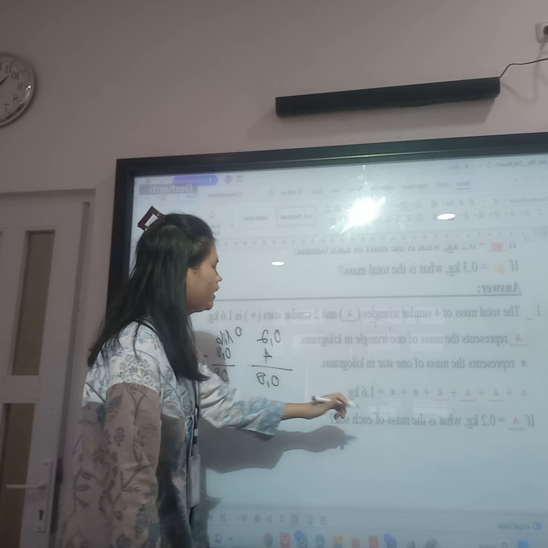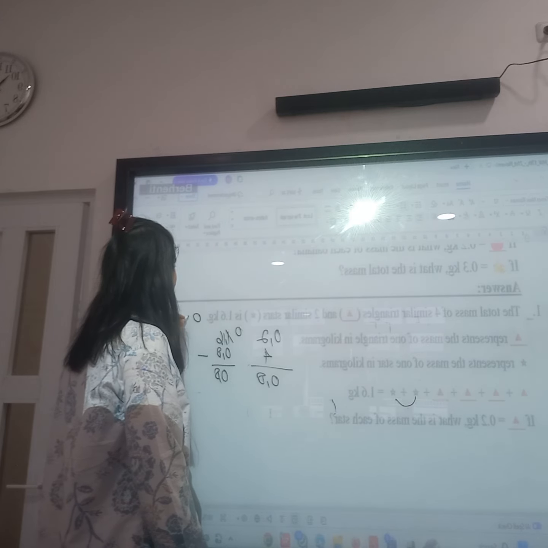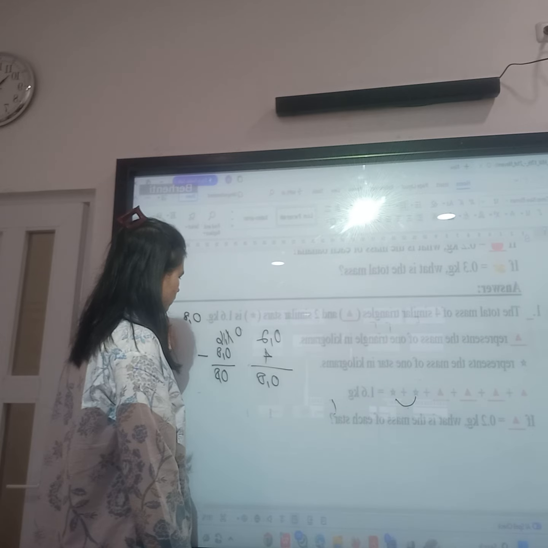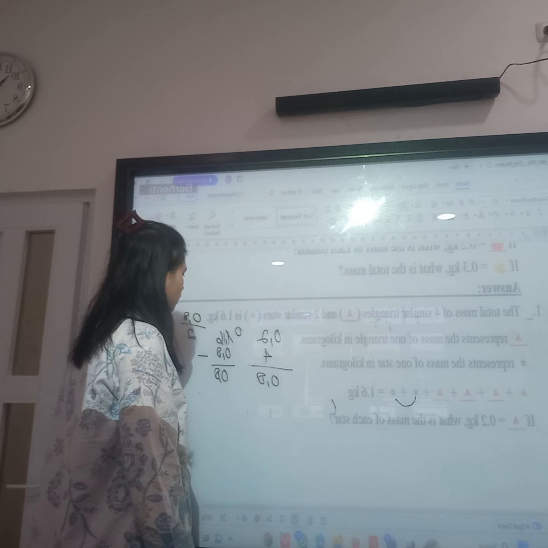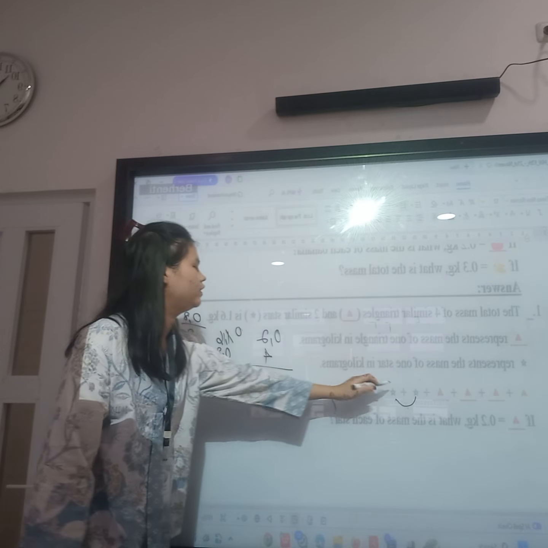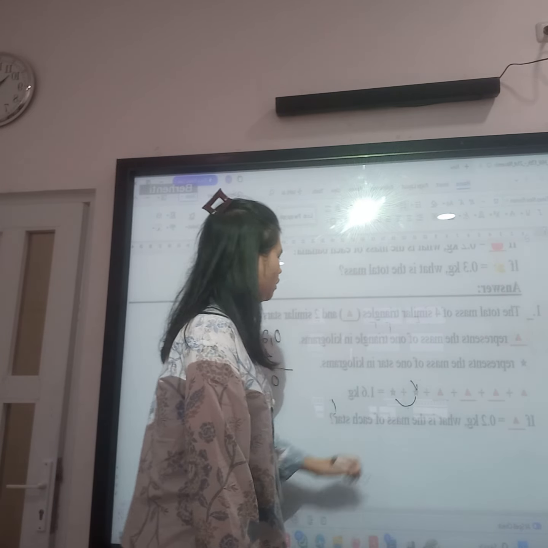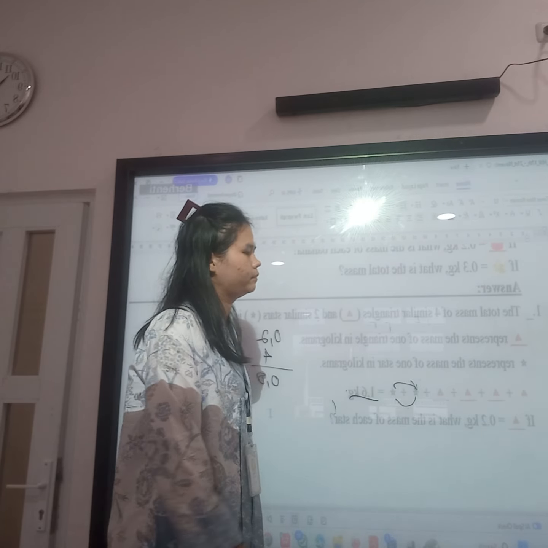Okay, 0.8 we divide again with the star. 0.8 divided by 2 equals 0.4 each of this star. So both of the stars are the same.